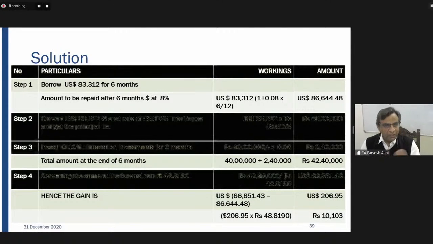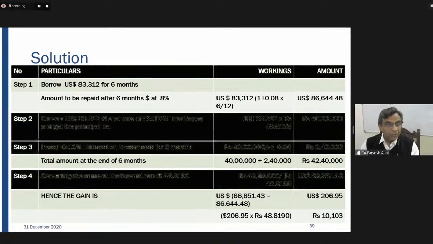Okay, so why has this happened? Because the dollar has not appreciated to the extent of 4%. It has appreciated to the extent of only 3%. So it makes sense to borrow abroad and bring the money into India and invest that money in India. So we'll find that you will be a gainer.